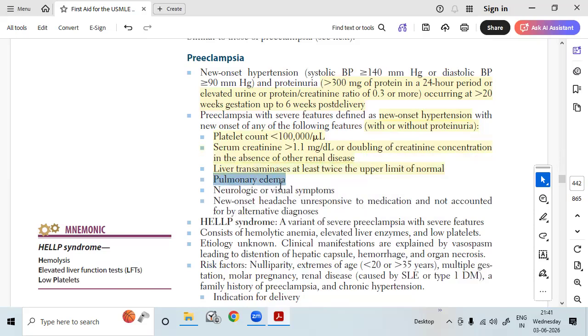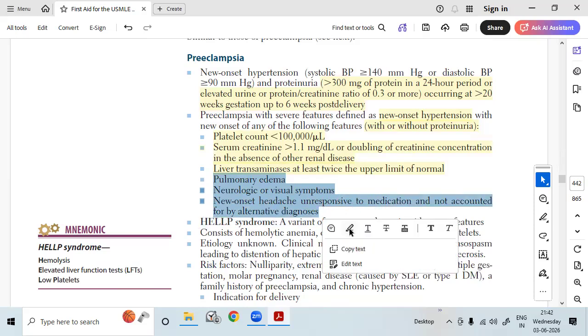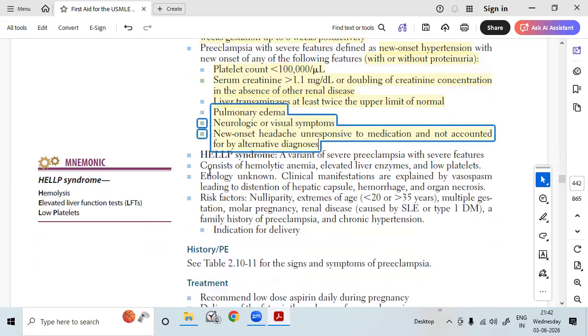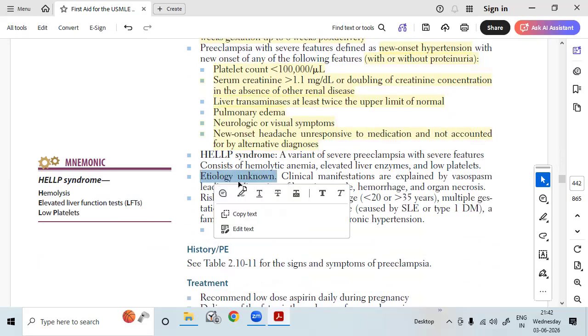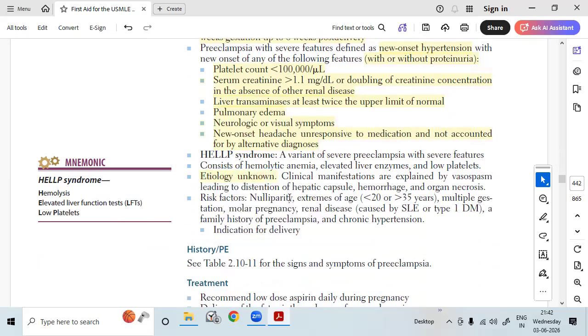Pulmonary edema, neurological or visual symptoms, new onset headache which is unresponsive to medication and not accounted for by alternative diagnosis. HELLP syndrome, this is hemolysis, elevated liver function tests, and low platelet syndrome, which is a variety of severe preeclampsia with severe features, consisting of hemolytic anemia, elevated liver enzymes, and low platelets. The etiology is unknown, but it's a favorite in all the exams.